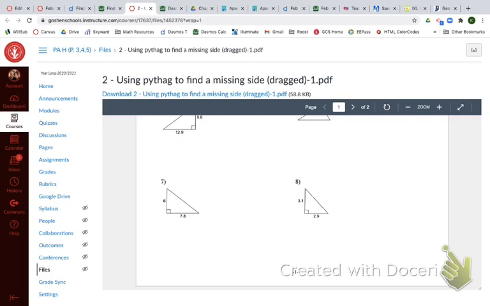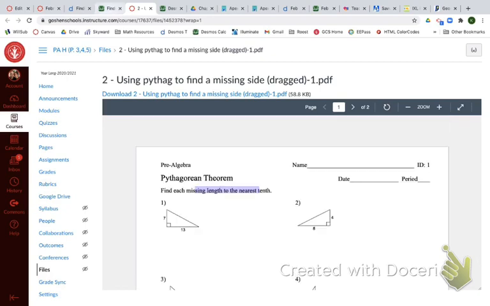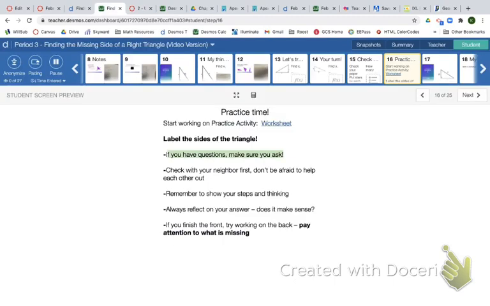Okay, so it's 8 questions. You want to get started, try to get as many done as you can. If you have questions, make sure you ask, email me. I know I won't be able to get to you soon, but hopefully I can get those answers on Wednesday and answer them then. Okay, check with your neighbor first. Don't be afraid to help each other out, just at your pod though. Remember to show your steps and thinking, and then always reflect on your answer. Does it make sense? If you finish the front, try working on the back, but pay close attention to what's missing. That's the end of video 1.